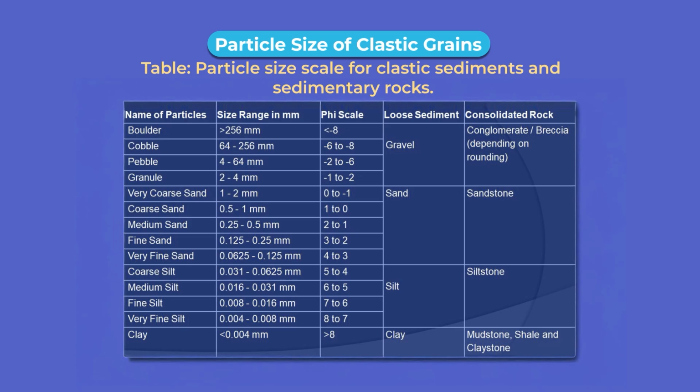On the other hand, the sands, from very coarse sand right up to very fine sand, are called sand, and when consolidated, they produce a rock called sandstone, or different types of sandstone like arkose, greywacke, and there are many types of sandstones. And when they become lithified, they are also given a name called orthoquartzite in some places.